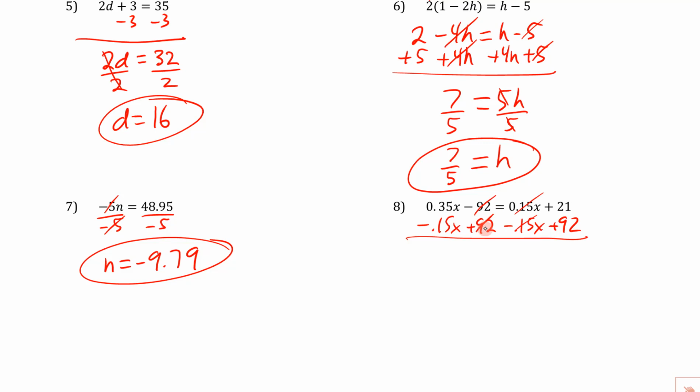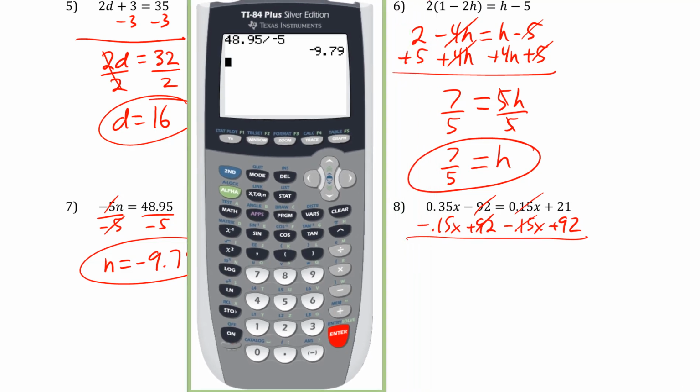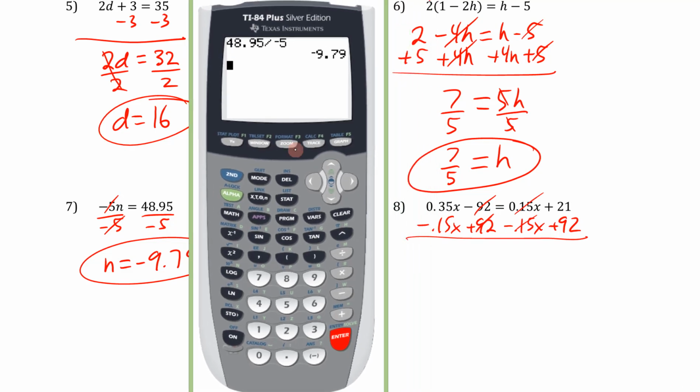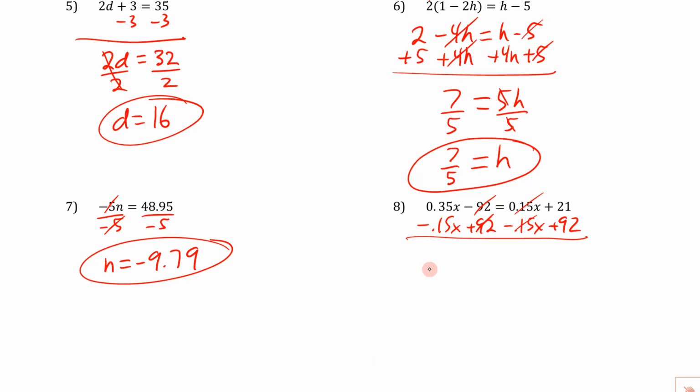Those cancel each other off. Let's see, 0.35 minus 0.15. That's kind of like 35 minus 15. But again, just to double check and make sure we're getting this right, this is preparation for a test, so let's make sure we get this. 0.35 minus 0.15 is going to be 0.2. So this is 0.2x. And then again, those canceled.